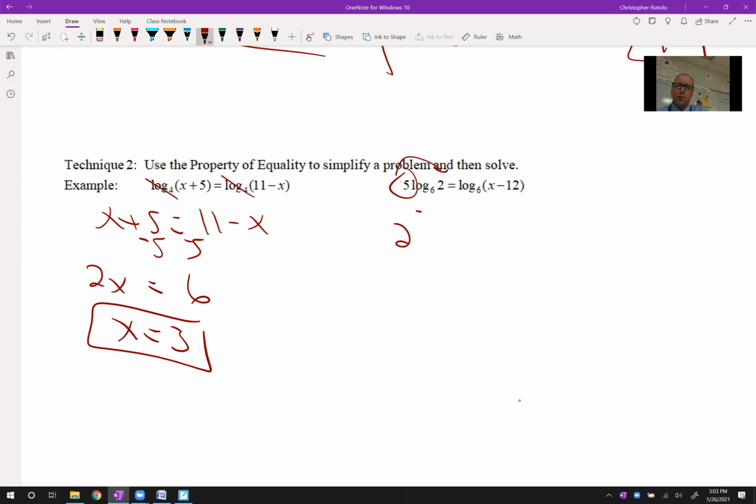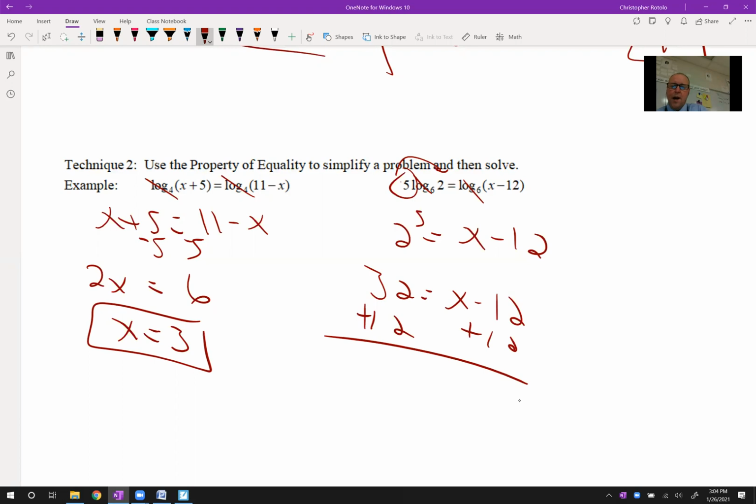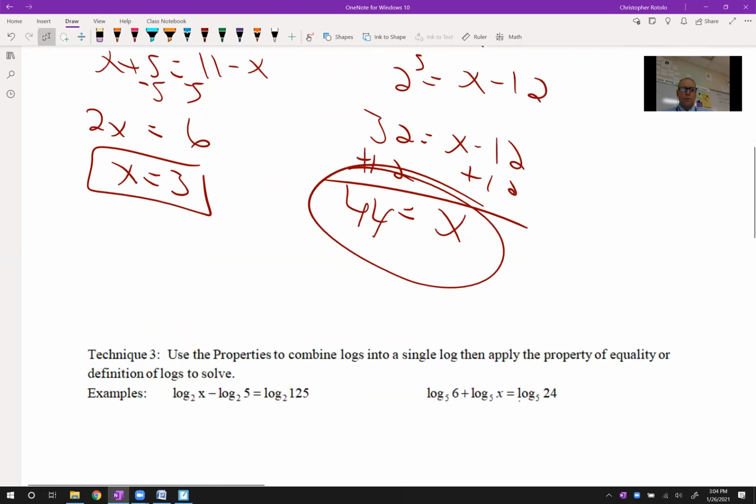All right, over here, before I can drop those, I do have to make this 2 to the 5th. Now I'm going to drop these while I'm in process, x minus 12. So 2 to the 5th, let me just double check. 2 to the 5th is going to be 32. And we're going to add that 12 over. Okay, so if you happen to have log exact same base, then we can deal with it. x equals 44.